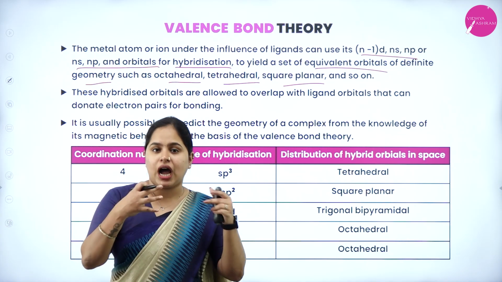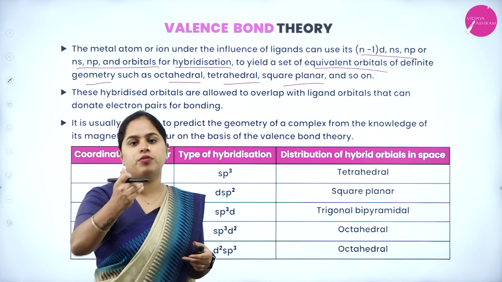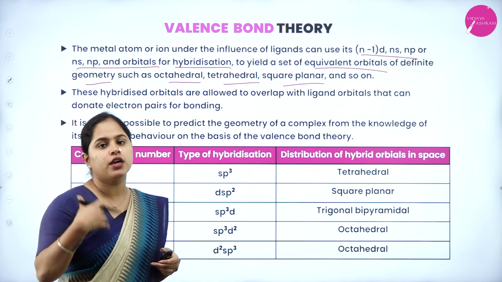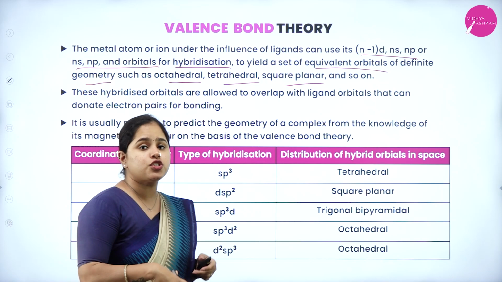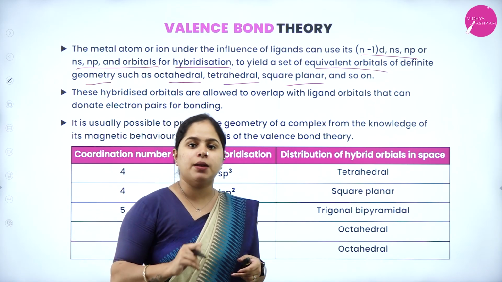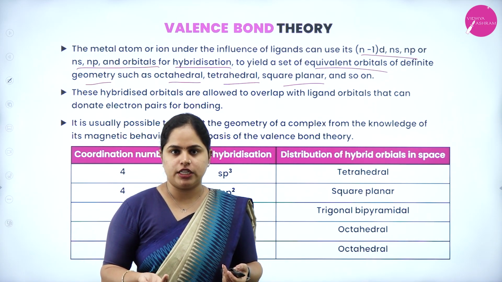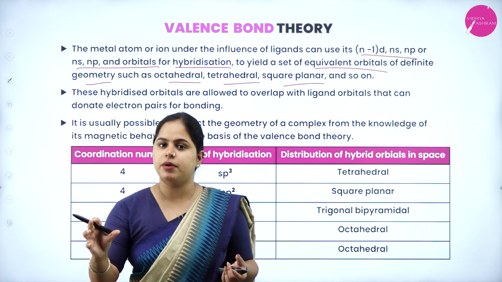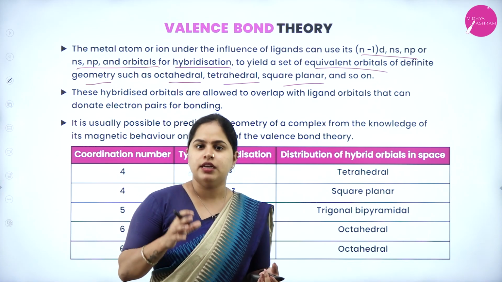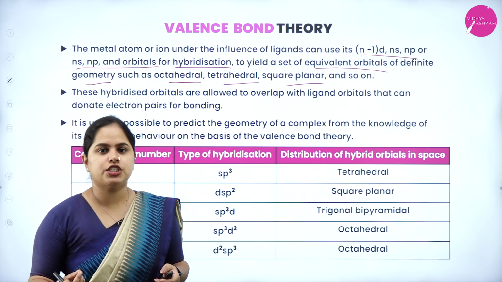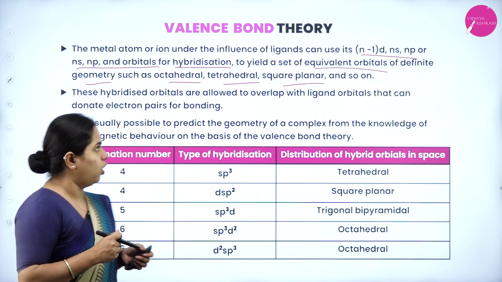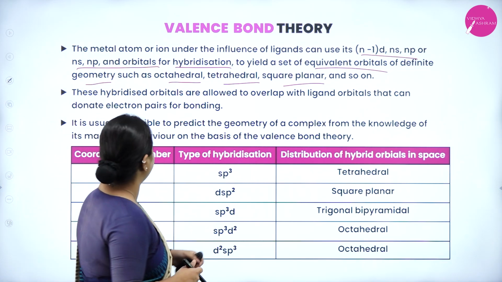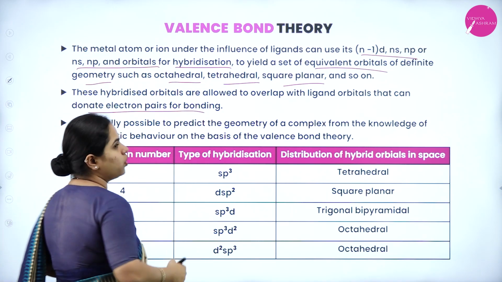Now these hybrid orbitals will form bonds with the ligands, and the ligands will be the ones donating the electrons. So based on the hybridization, we can predict the geometry of the coordination compound. In class 11 also we have studied that if we know the hybridization, we can predict the geometry. In the same way, these hybridized orbitals are allowed to overlap with the ligand orbitals that can donate electron pairs for bonding.